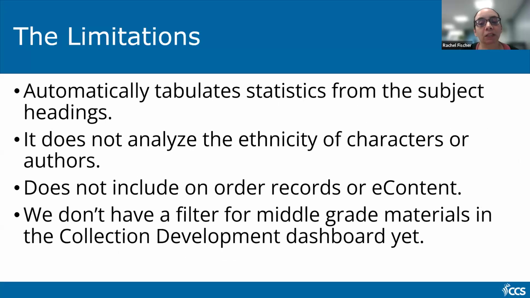So there are several limitations that you should be aware of. Most importantly, the dashboard automatically tabulates statistics from the subject headings in the bibliographic records. So the data is only as good as the records are. When cataloging, headings can be left out even if a topic is included in a book. The catalogers who work for CCS libraries do an excellent job. However, summaries don't always clearly explain the diverse elements in a plot, especially when it is just a characteristic of the character. The tool cannot include ethnicities of characters if they have not been included in a subject heading.